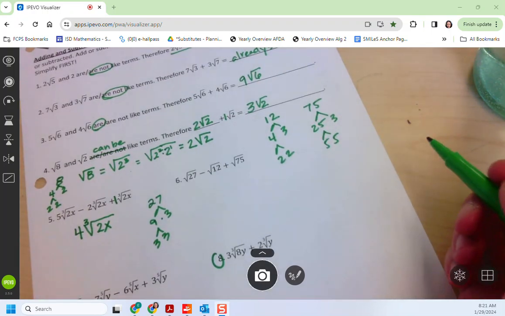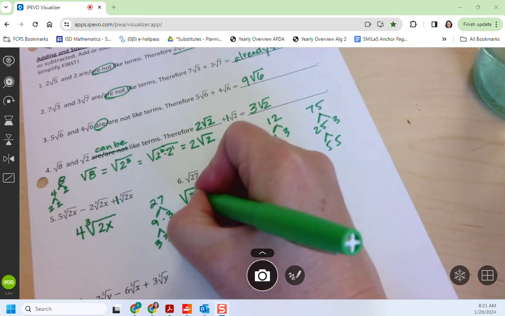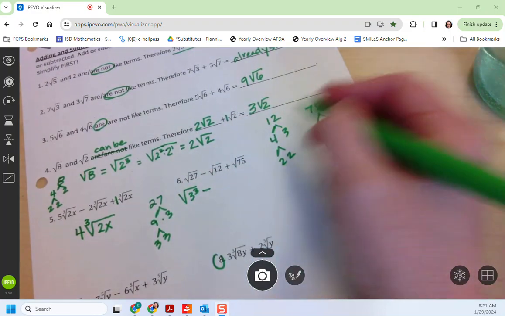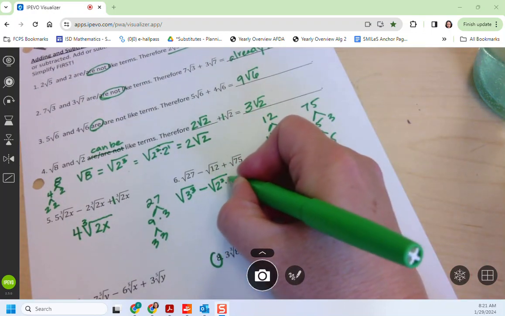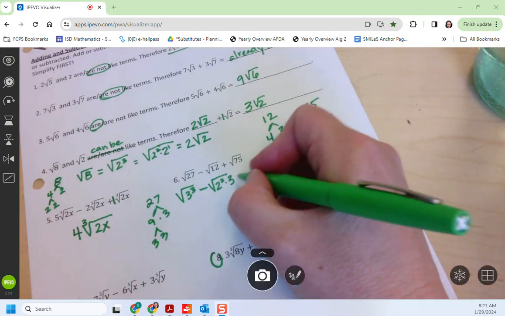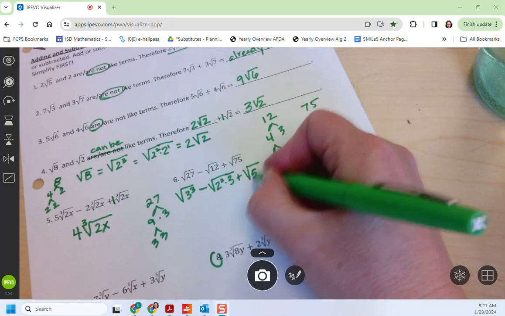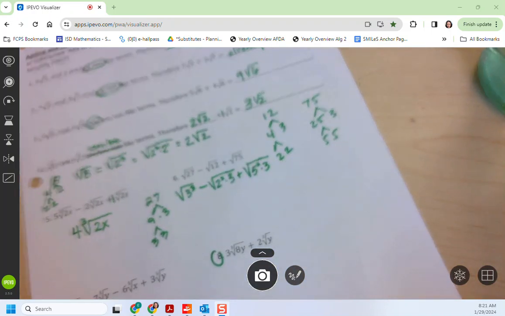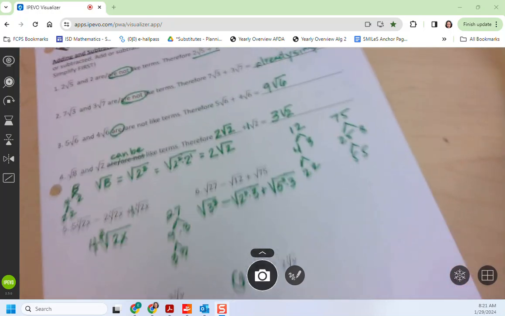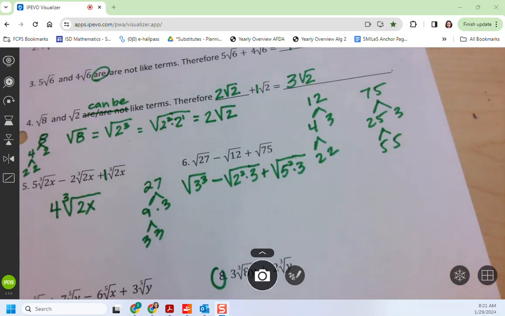All right, okay, so here, 27, we have square root of 3 to the 3. 12, we have square root of 2 squared times 3. And 75 is square root of 5 squared times 3. I'm going to zoom that a little bit, sorry. Questions so far? Okay.